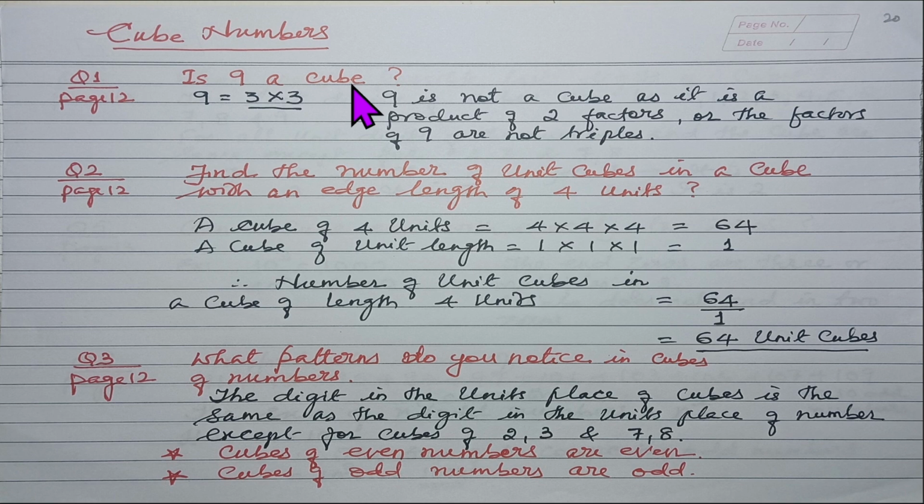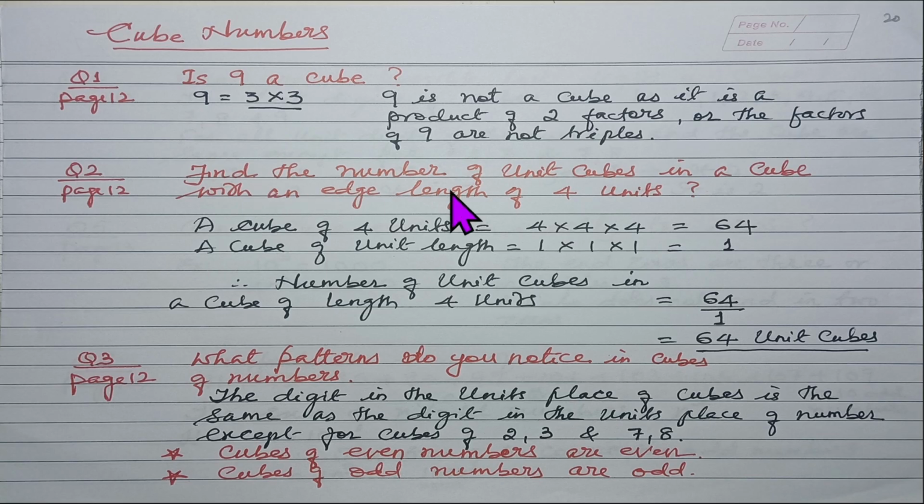Is 9 a cube is the question. Now, what are the factors of 9? 3 into 3. There are only two factors. Because there are only two factors, 9 cannot be a cube because it has to be a triple if it has to be a cube. And therefore, because the definition of cube is a number which can be expressed as a product of three equal factors. There are only two factors here. Therefore, 9 is not a cube.